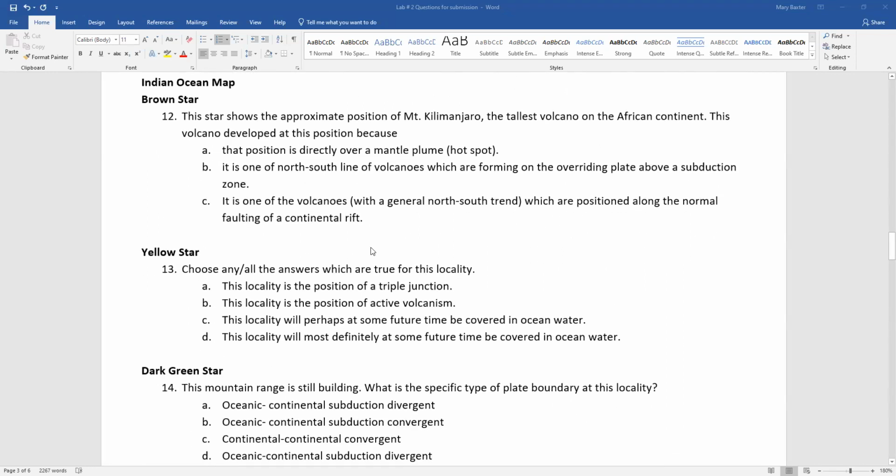We're going to look at the brown star first. This star shows the approximate position of Mount Kilimanjaro, the tallest volcano on the African continent. This volcano developed in this position because, is it directly over a mantle plume hotspot? Is it one of the north-south line of volcanoes that are forming on the overriding plate above a subduction zone? Or is it one of the volcanoes with the general north-south trend, which are positioned along the normal faulting of a continental rift? Okay, so let's go out and look at the map.